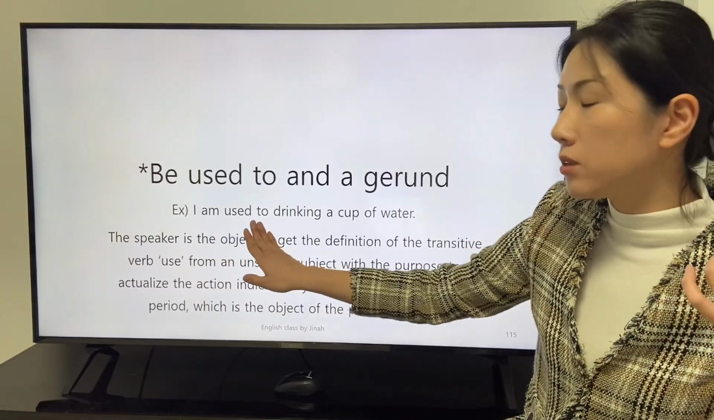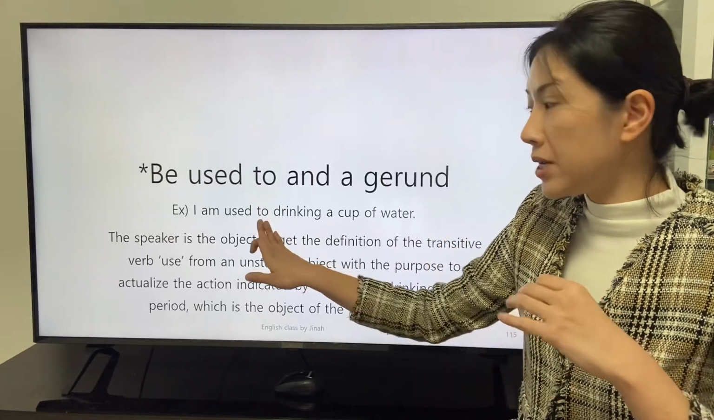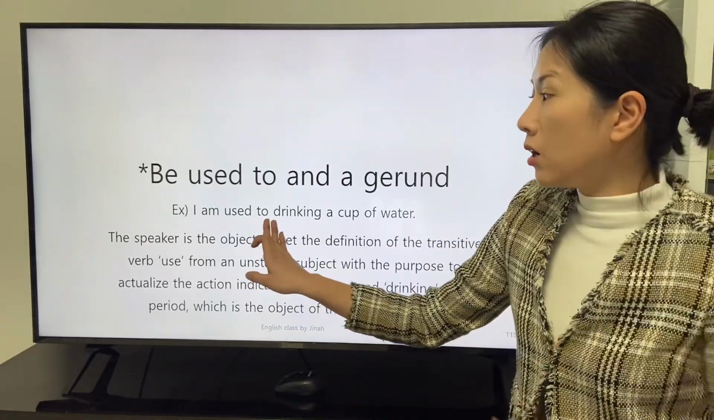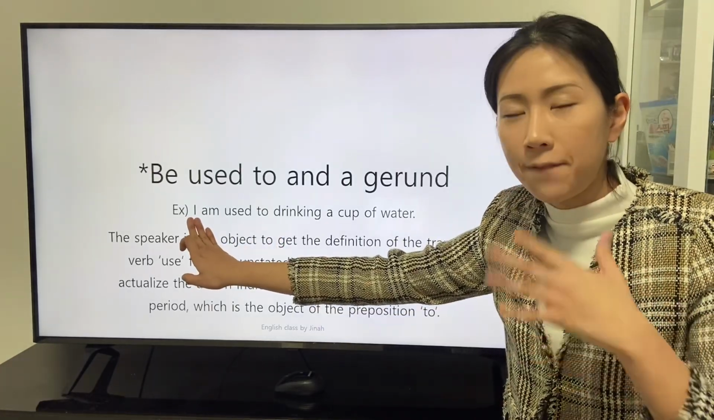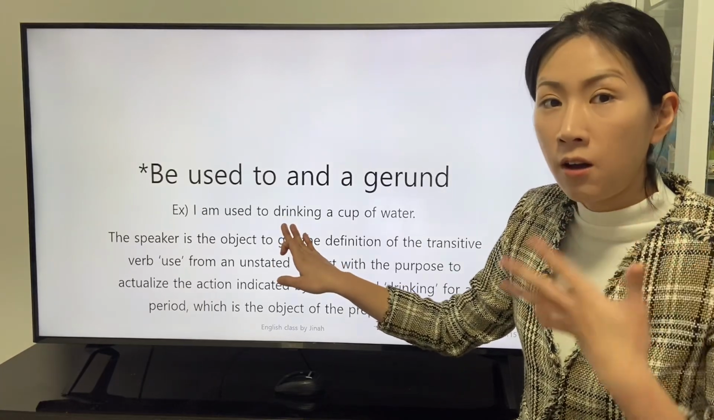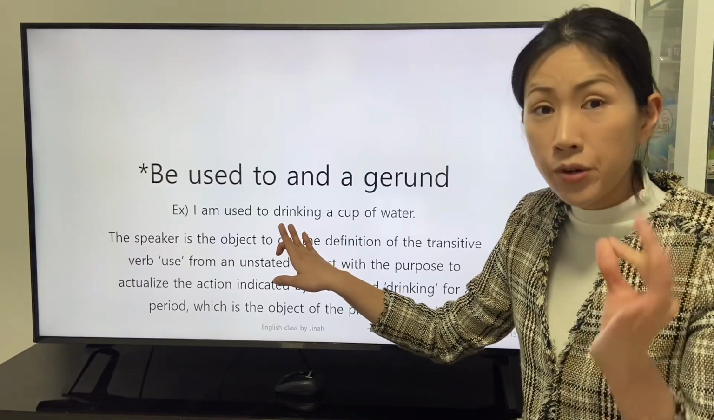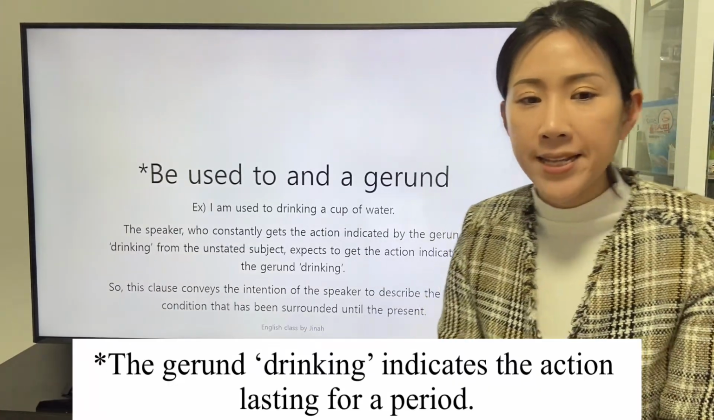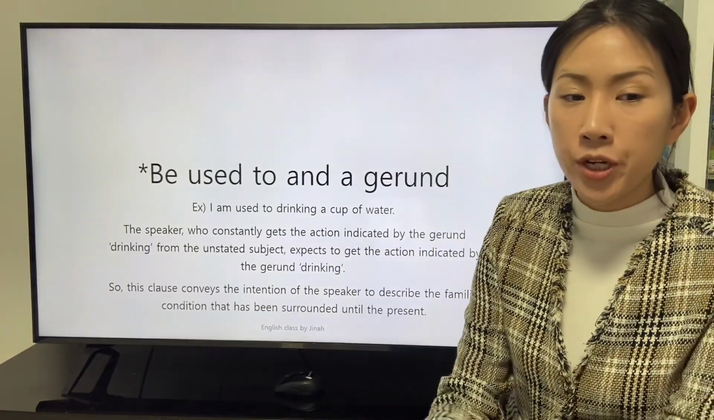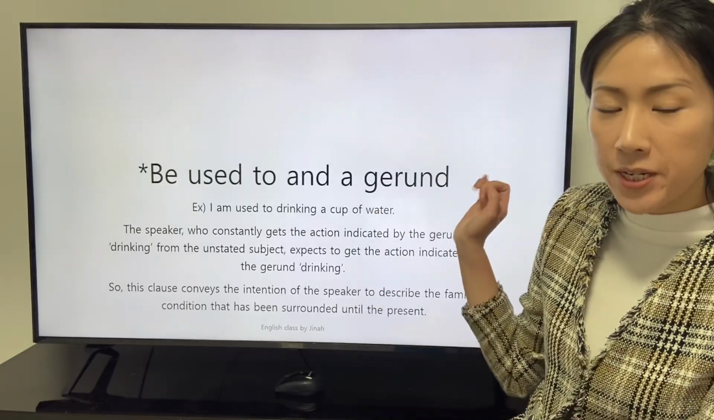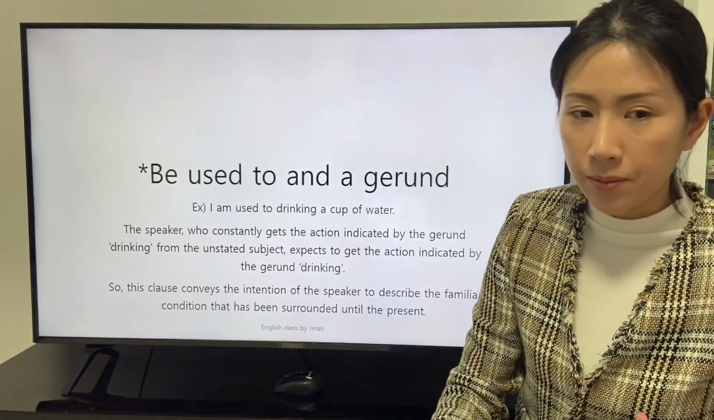From now on, we will interpret the subject-object relationship mediated by the preposition to. The subject of the preposition to is the speaker, who is the subject of this clause, and the object of the preposition to is indicated by a gerund, drinking. The speaker who constantly gets the action from the unstated subject expects to get the action indicated by the gerund, drinking.